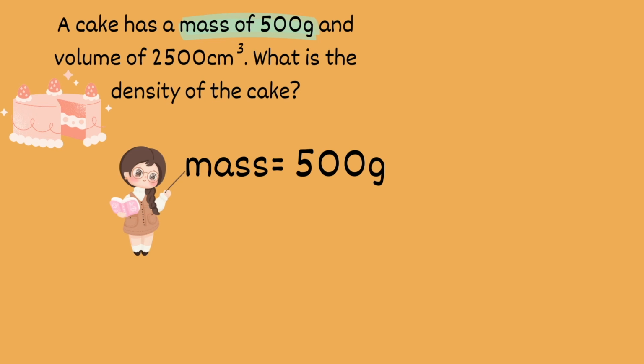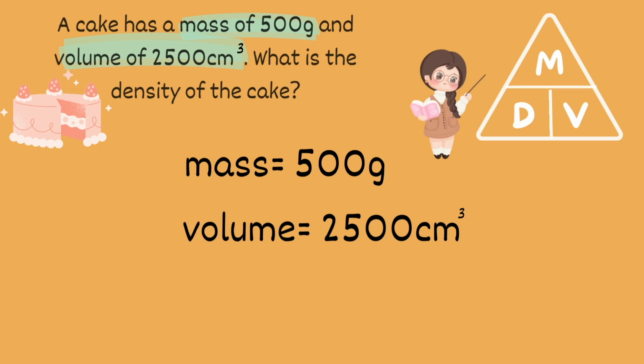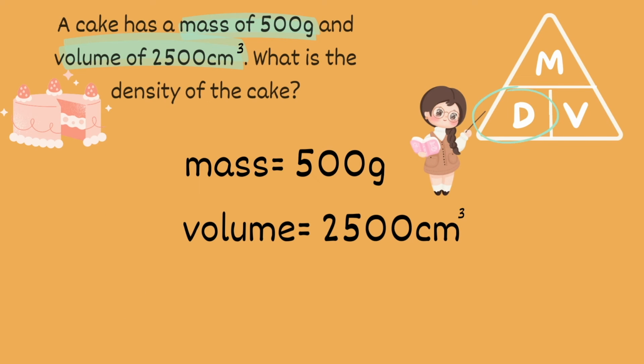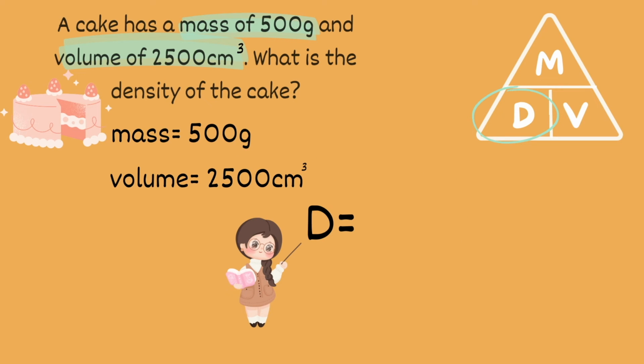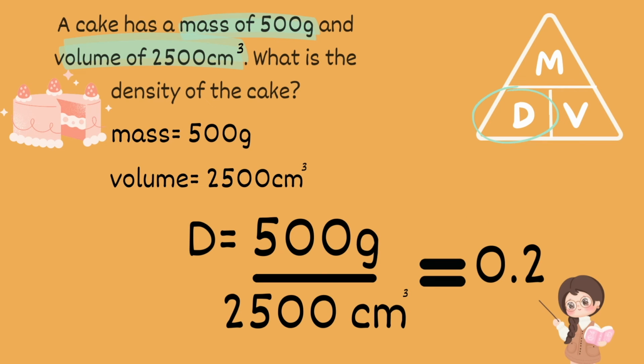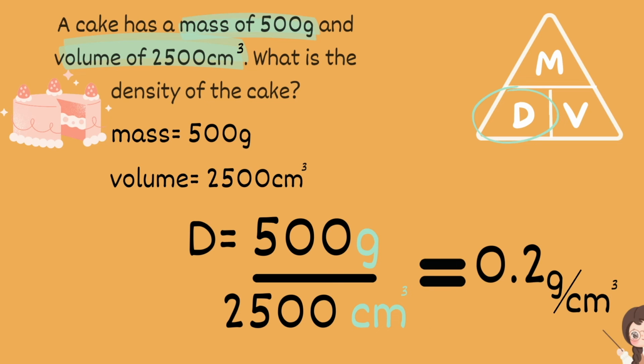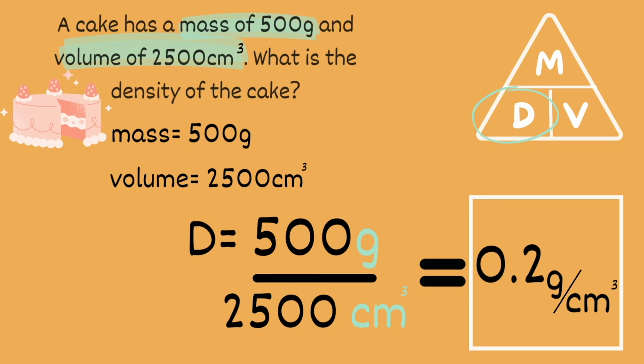Well, we're given the mass of 500 grams and we're given the volume of 2,500 cubic centimeters. If we look at our pyramid, it tells us to divide mass by the volume to get the density. So the density is going to be 500 grams over 2,500 centimeters cubed. If we punch that into our calculator, we get 0.2. And we don't need to convert any of the units here, so we keep it as is. So the final answer is 0.2 grams over cubic centimeters.